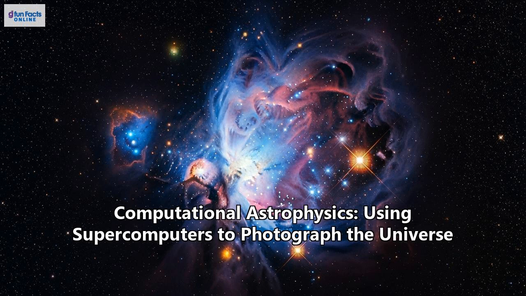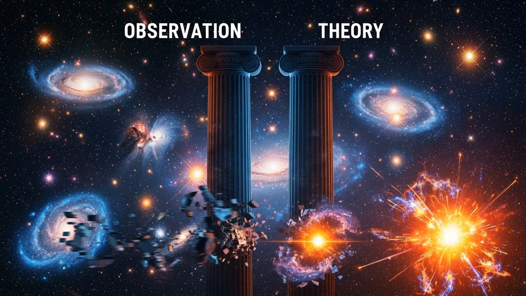For centuries, astronomy stood on two great pillars: observation, which is gathering light from distant stars and galaxies, and theory, the mathematical rules that explain why celestial objects behave the way they do. But there's a problem. Many of the most fascinating events in the cosmos are impossible to watch in real time. Think about it. We can't watch a single galaxy form over 14 billion years. We can't peek inside an exploding star to see what's happening. And we certainly can't create a black hole in a lab to study it up close.